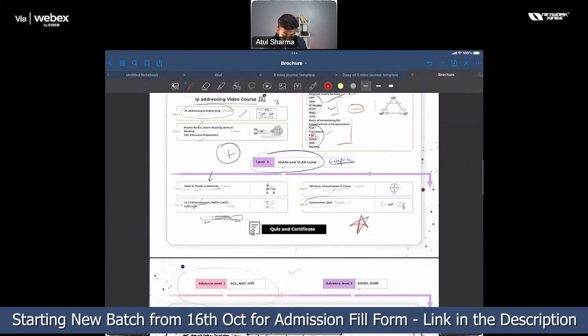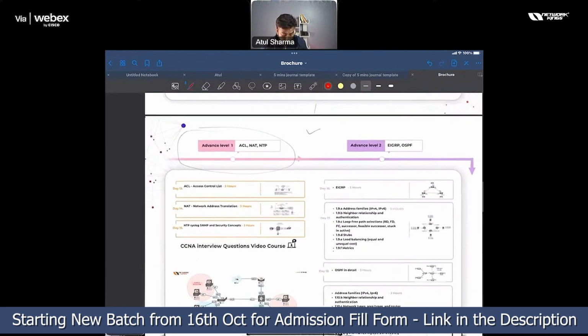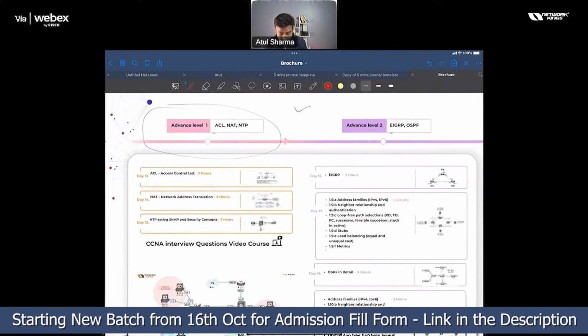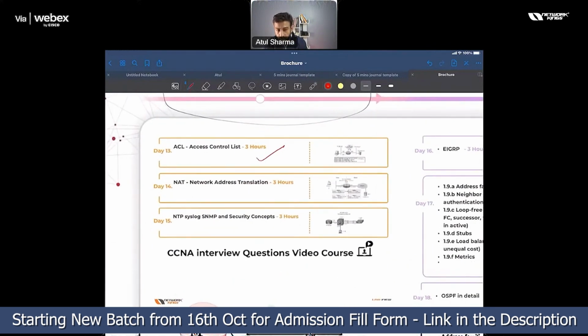So what we did here, because it is not in CCNA, is create a combo. After that, you are going to learn ACL, NAT, and NTP. You will cover ACL, access control list, how to block websites, and NAT, network address translation, how all companies today in the world are connecting their offices with the internet.